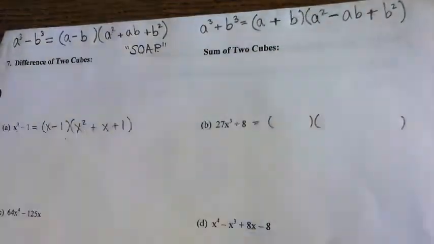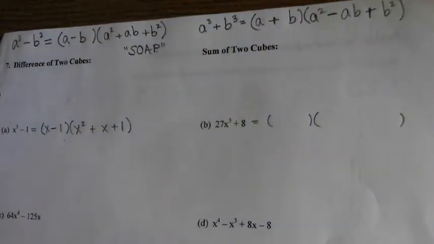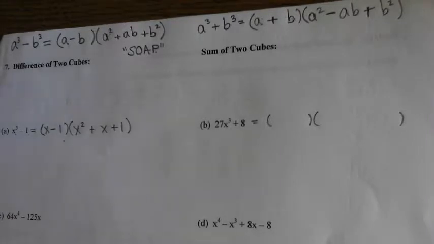In B, I like to set up my binomial and trinomial structures just so I can envision where I'm going. What would my binomial look like, do you think? Tori?